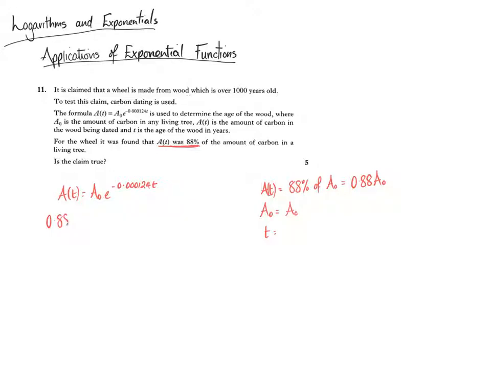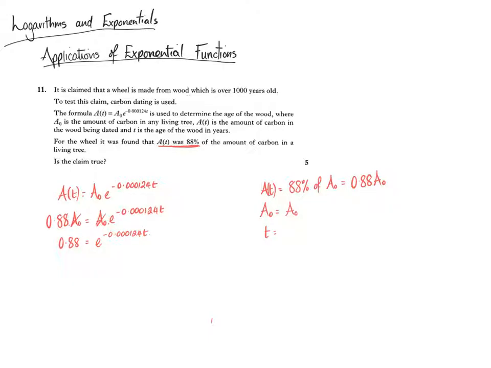So we get 0.88 A_0 is equal to A_0 e^(-0.000124t). When we've got something on both sides of our equation, and they're both multiplying, we can cancel those out. So we get 0.88 is equal to e^(-0.000124t). Same as the first question, from here we can do natural logs.